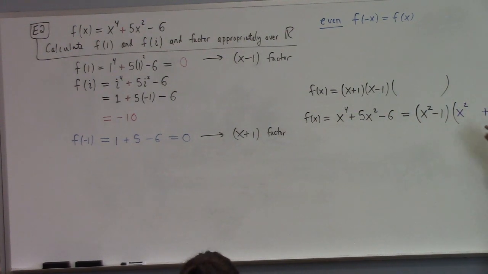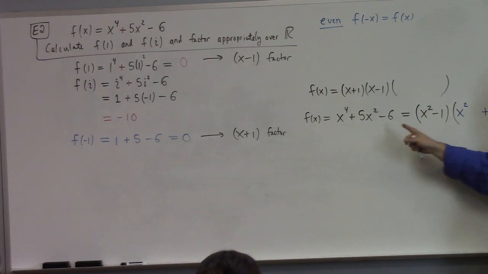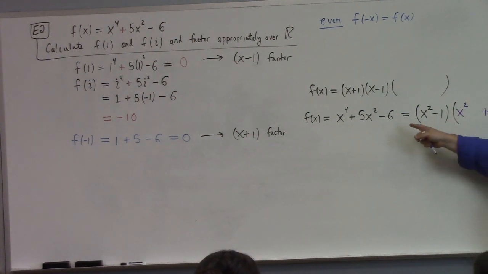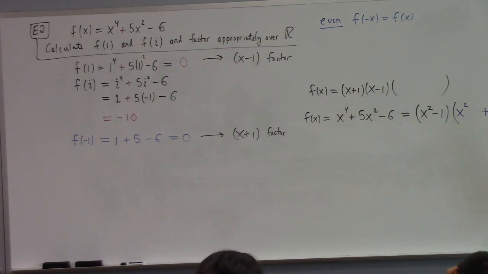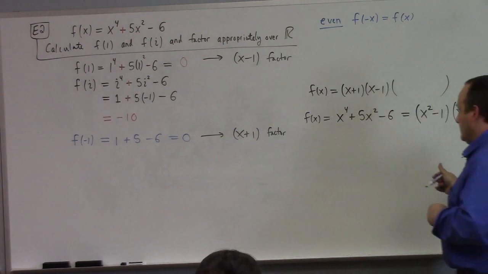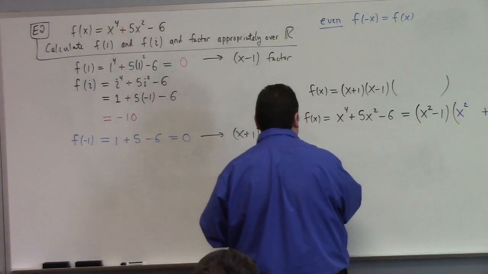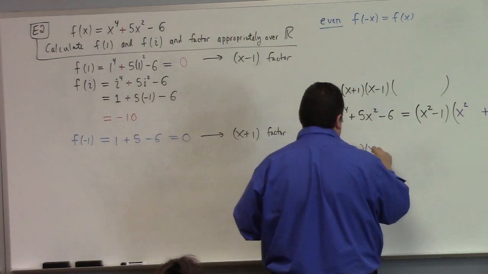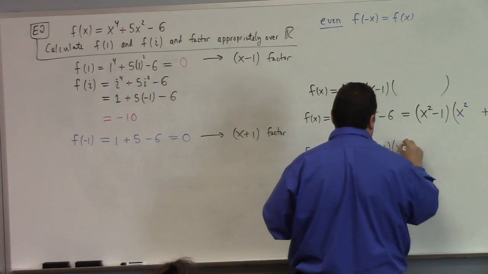Does that do it? What happens when we multiply this out? We get minus x squared, we get plus 6x squared, so we get a plus 5x squared in the middle. We get minus 1 times 6 is minus 6, right? That's it. So we've almost done. Factoring over the reals, what do we have to do to finish it? So to finish it, we simply do this. f of x is x plus 1 times x minus 1 times x squared plus 6.